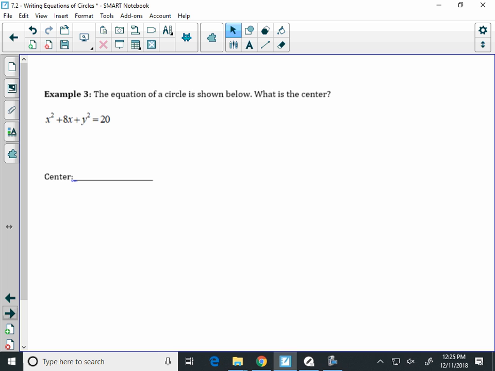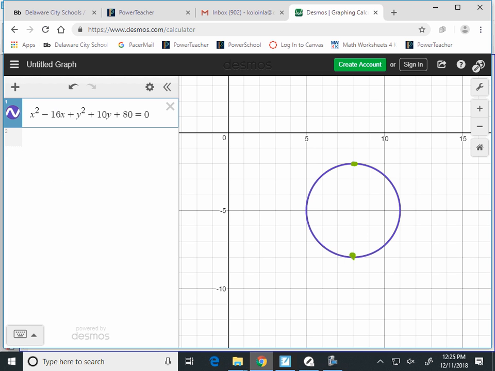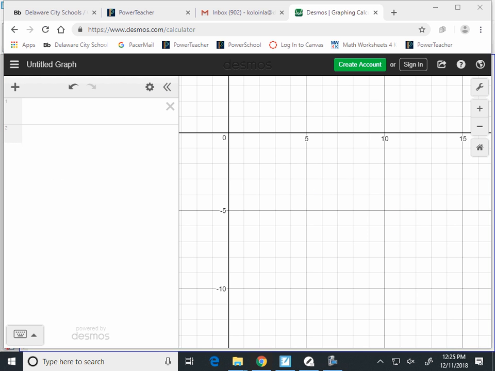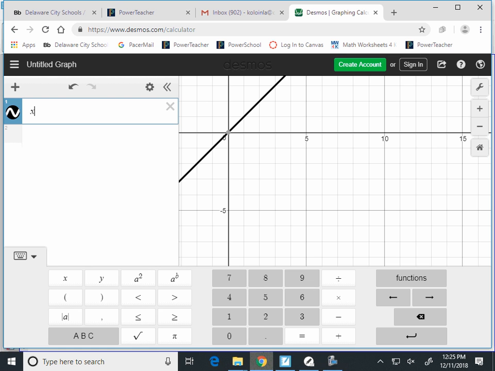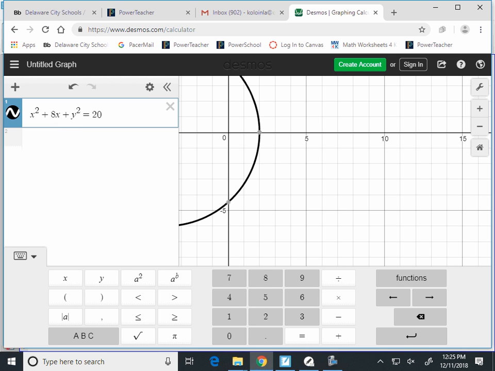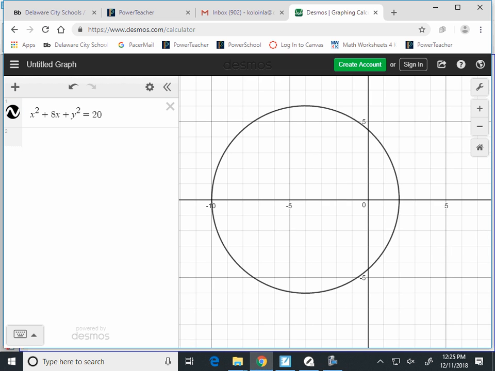Sample C says the equation of a circle is shown. What is the center? And the process is still the same. We just want to know the center. That's it. So again, type it into Desmos exactly how it's written. X squared plus 8x plus y squared equals 20. Very small equation, but we get a very big circle.